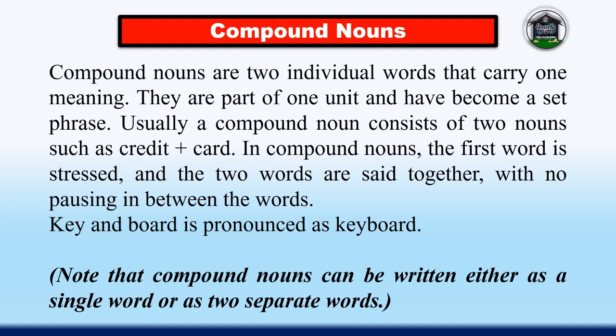Compound nouns. Compound nouns are two individual words that carry one meaning. They're part of a unit, and they have become a set phrase. Usually, a compound noun consists of two nouns, such as credit, card, which is pronounced as credit card. In compound nouns, the first word is stressed, and the two words are said together with no pausing in between the words. Key and board is pronounced as keyboard. Note: compound nouns can be written either as a single word or as two separate words.